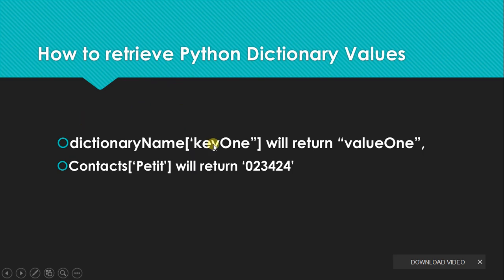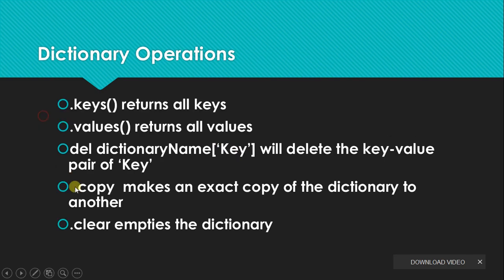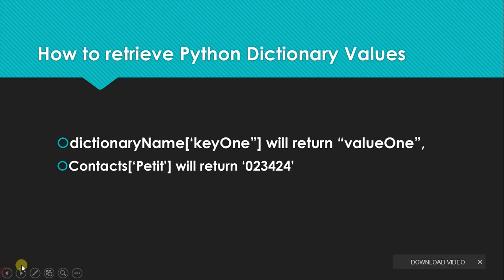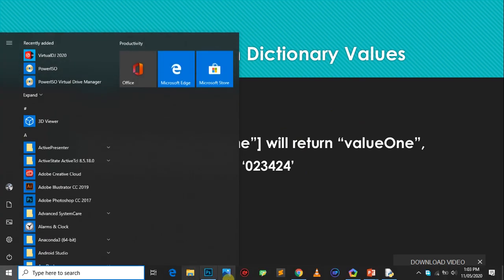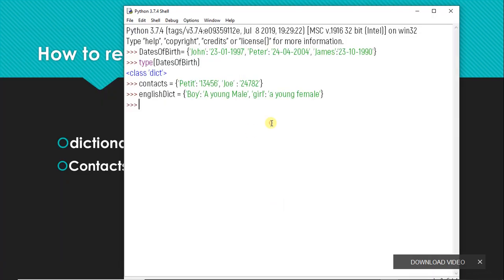But in this case, we have the dictionary name, with the key as this. This is the dictionary name, and to return you the value of it, and in the contacts case too. So to retrieve the value, we have dates of birth.